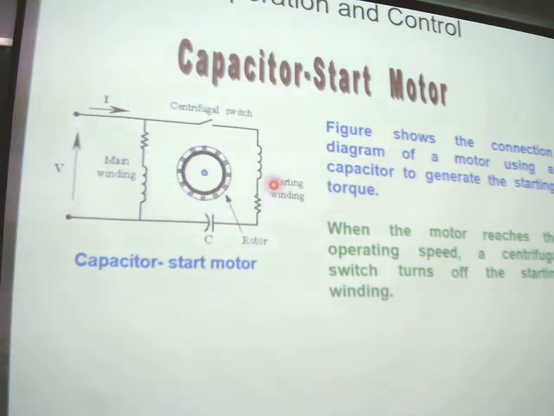In most applications, we use the capacitor start motor. It's just a capacitor here. This one capacitor. And at starting, we can close this switch. So it will generate a torque to make the motor rotate. After that, we'll open the switch. Then only the main winding is working. It can continue to work.